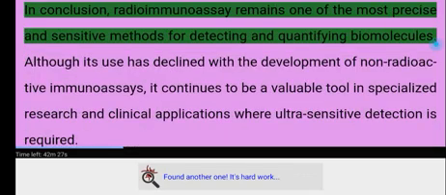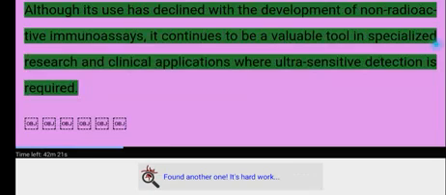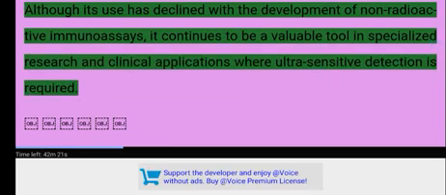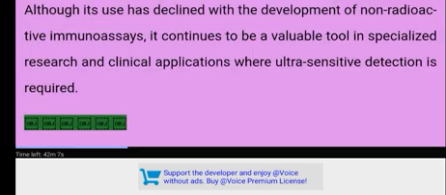immunosorbent assay (ELISA). In conclusion, radioimmunoassay remains one of the most precise and sensitive methods for detecting and quantifying biomolecules. Although its use has declined with the development of non-radioactive immunoassays, it continues to be a valuable tool in specialized research and clinical applications where ultra-sensitive detection is required.